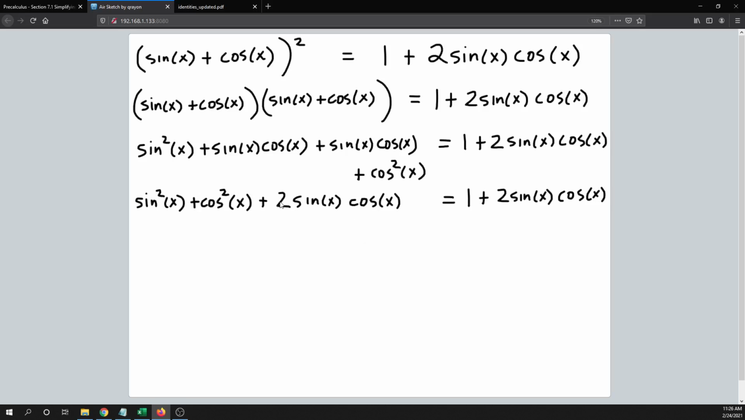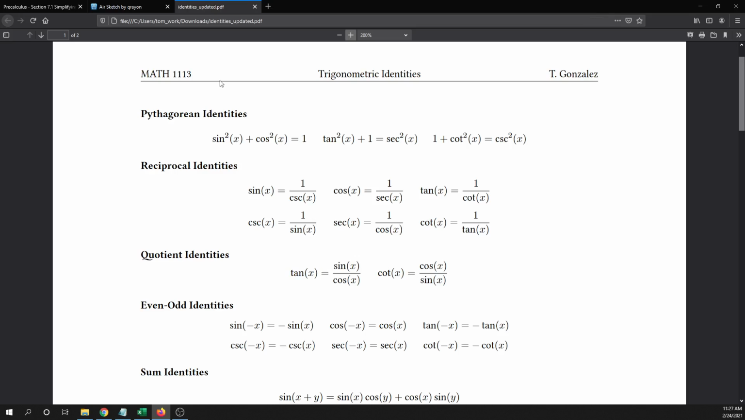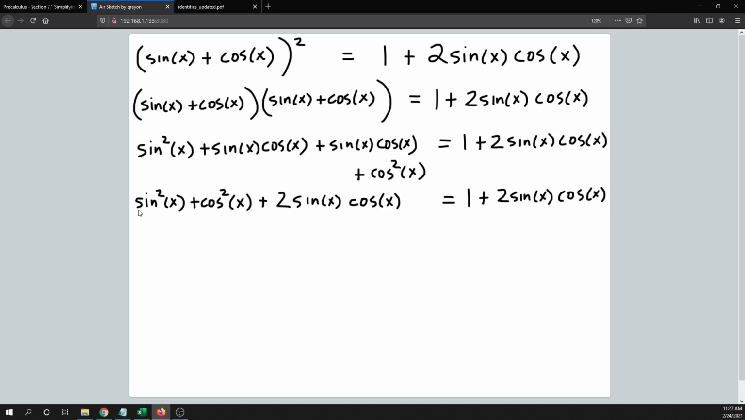All right, things are looking pretty good, right? This 2 sine x cosine x definitely appears over here. And so now you can see the only difference is 1, right? So what I'm going to do is use a known identity, right? This identity right here. And so I'm going to replace sine squared plus cosine squared in the identity that I'm trying to verify, right, with a 1. Okay, so all this stuff here is just replaced with a 1 by using that Pythagorean identity. And I have 2 sine x cosine x.